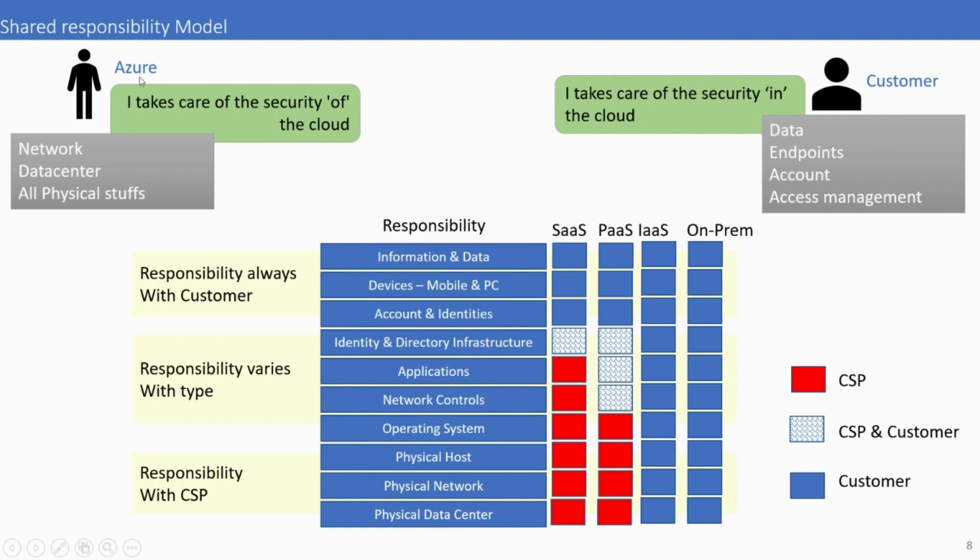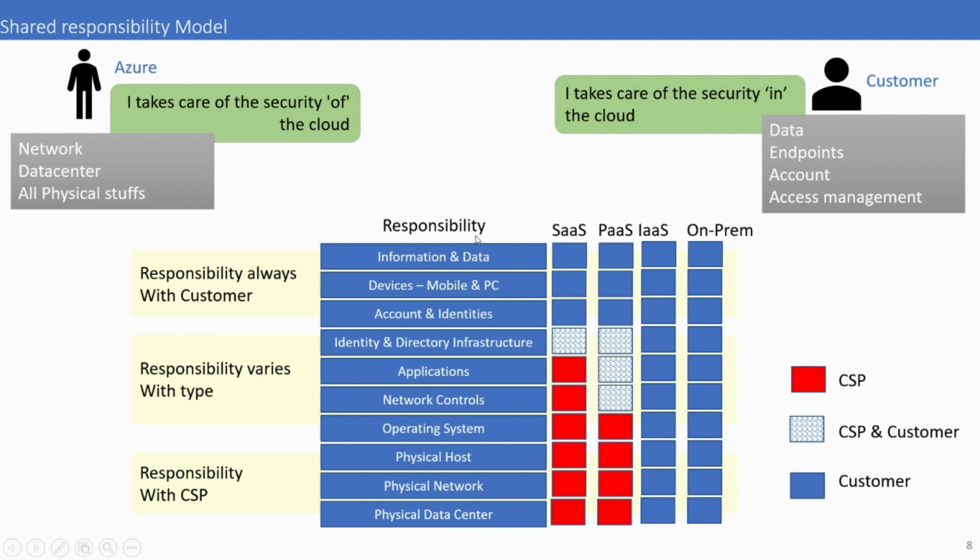Say for example, in Azure they will take care of the network, data center, and all physical stuff whatever they offer to various customers. From the customer perspective, you have to take care of your data, the endpoint of the web API or RESTful services, and account and access management, or the access provision that you have given to the employees or the customers. So these are the two things that have to be taken care of by the cloud service provider and the customer. Let's see some more examples.